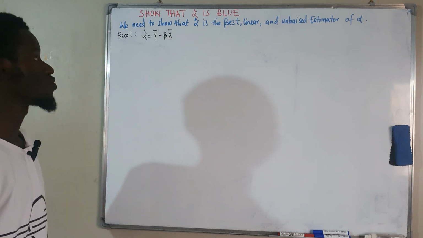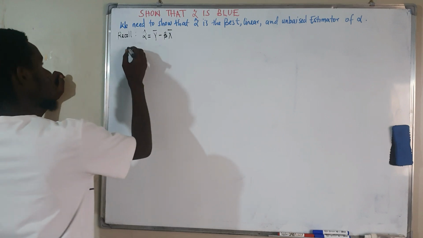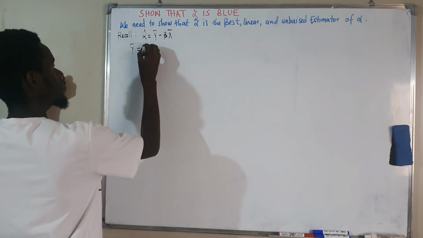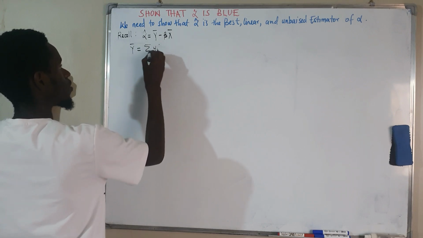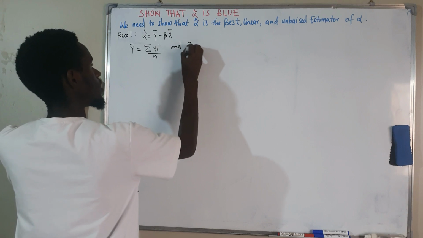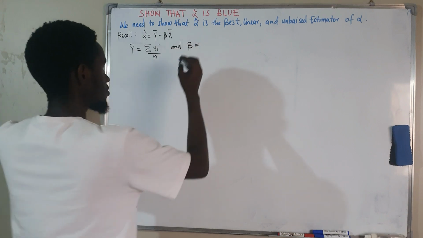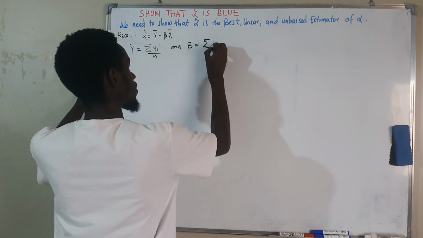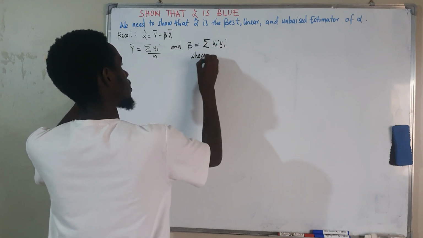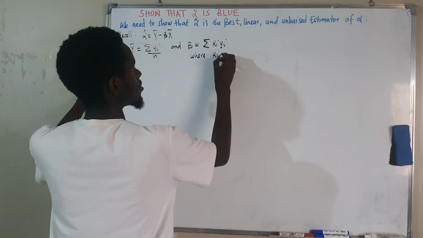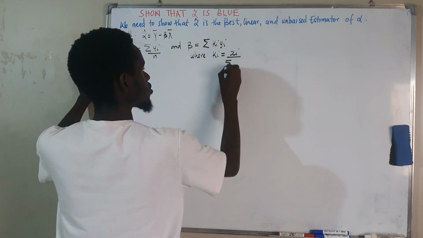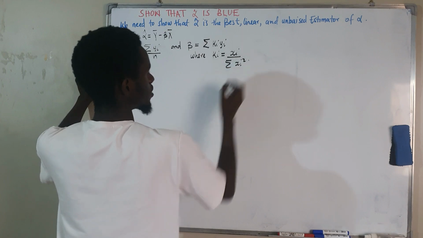As we know, alpha hat is the same as y bar minus beta times x bar. Our y bar is the mean, the same as the summation of yi over n. And our beta is the same as the summation of ki yi, where ki is the same as xi over the summation of xi squared.